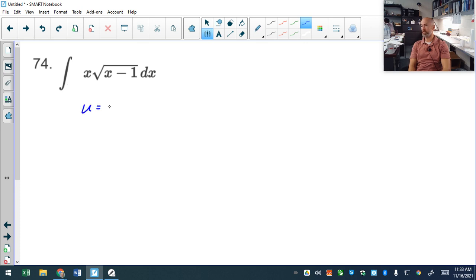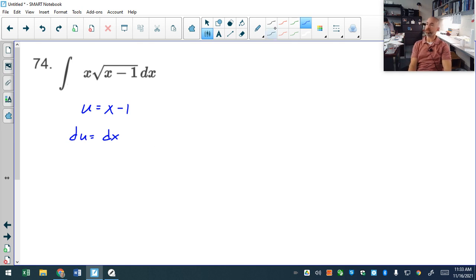U equals... okay, x minus 1 is the only viable choice for u. I guess you could do x if you want to make it weird. So u is x minus 1. Then I need to find the derivative of x minus 1, which is 1 dx. The dx is part of the du. So please write that.